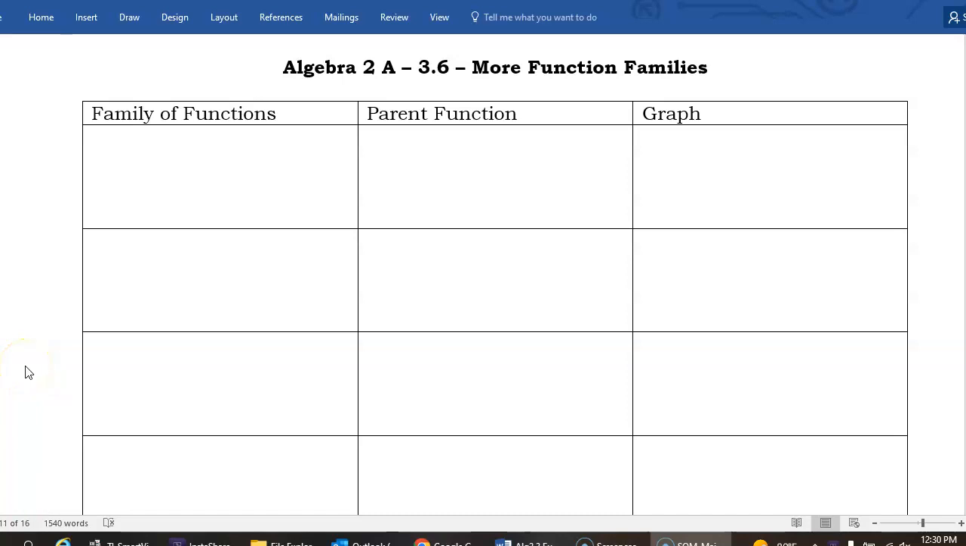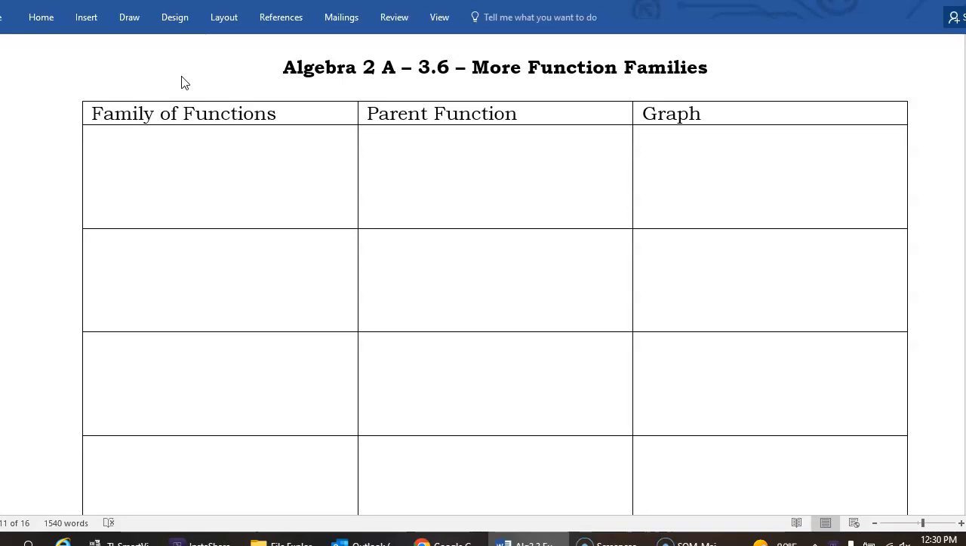This is Algebra 2A, Lesson 3.6, More Function Families. So we have been transforming our linear functions, our quadratic functions, our square root functions, our absolute value functions. We're going to talk about 4 more functions today and then practice doing some transformations on those.